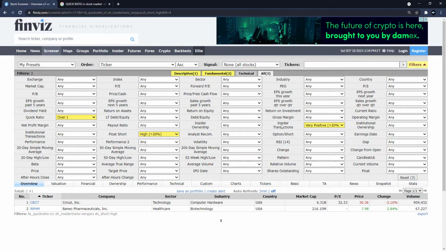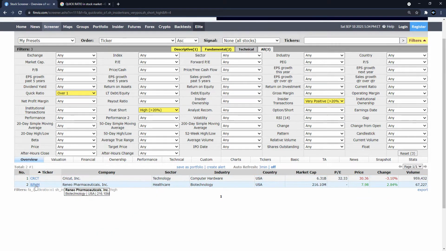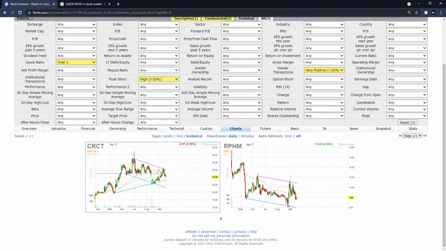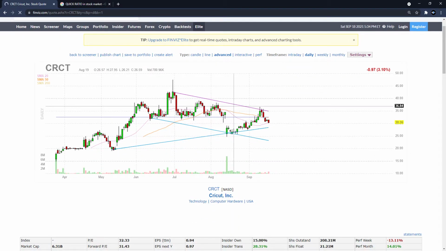But what does that mean? What does insider transactions mean? It says a company's shares purchased or sold by its own management; the value represents the 6-month percentage change in total insider ownership. We want it bigger than 20%. We are left with only two stocks that are meeting our criteria. Keep that in mind. This CRCT does look promising, so you can go try it out.